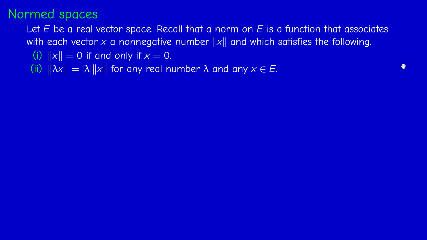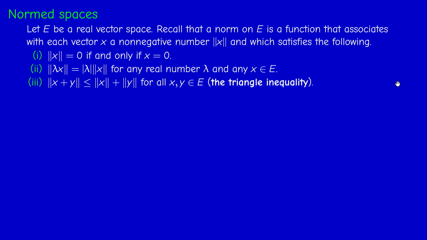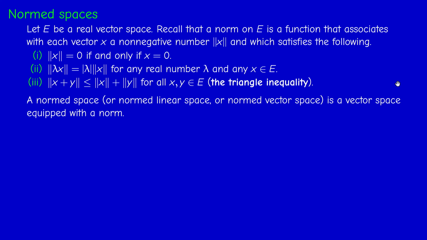It's homogeneous, so the norm of a multiple of a vector is the multiple of the norm but with an absolute value. In particular when lambda equals -1 we get norm of x equals norm of minus x, and it satisfies the important triangle inequality. A normed space, sometimes called normed linear space or normed vector space, same thing. For simplicity, we'll just say normed spaces, is a vector space equipped with a norm.